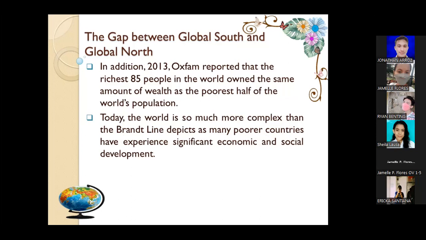In addition, in 2013, Oxfam reported that the richest 85 people in the world owned the same amount of wealth as the poorest half of the world's population. Today, the world is so much more complex than the broad line depicts, as many poor countries have experienced significant economic and social development. Next slide.